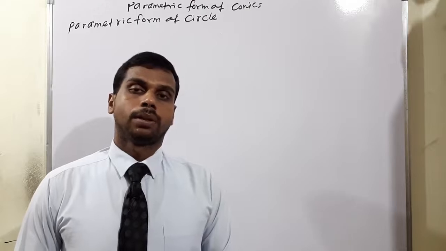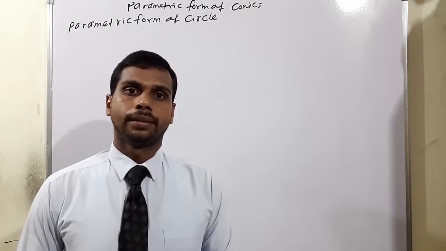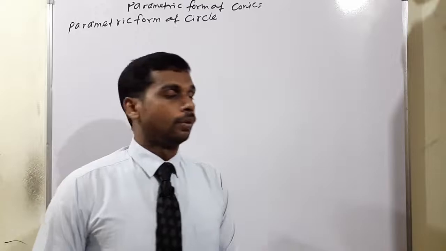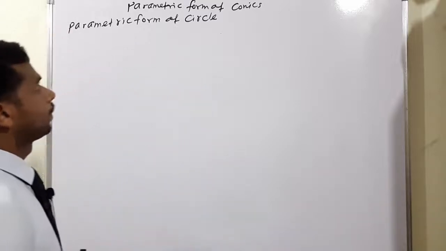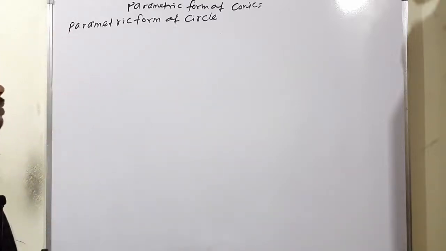What is the name of chapter number 5? Two-dimensional analytical geometry part 2. I am moving to the first point, parametric form of conics.